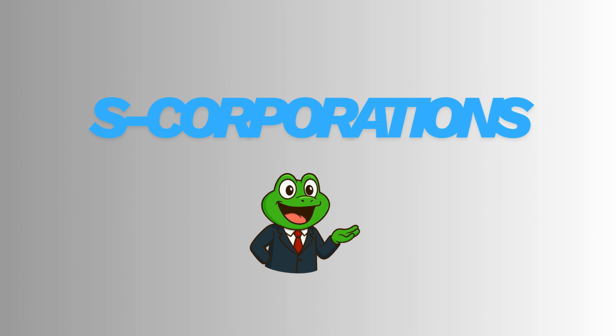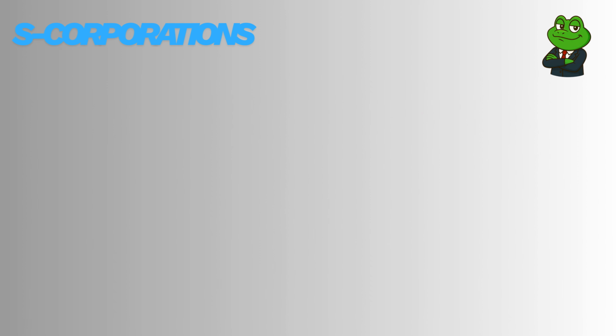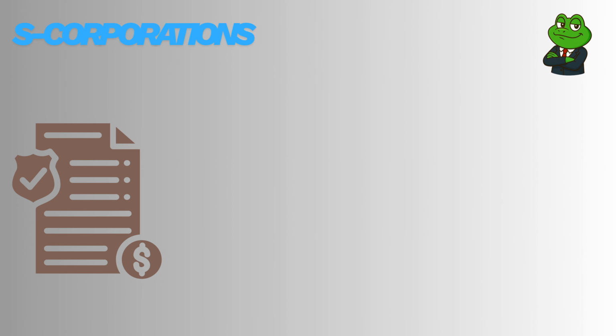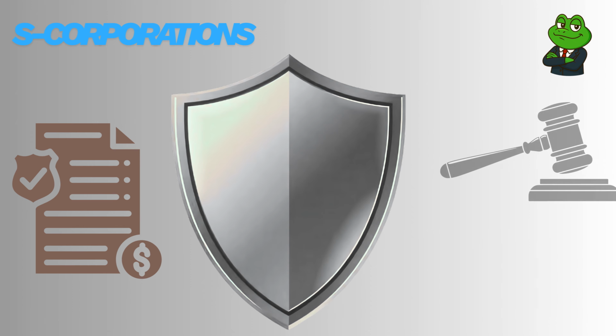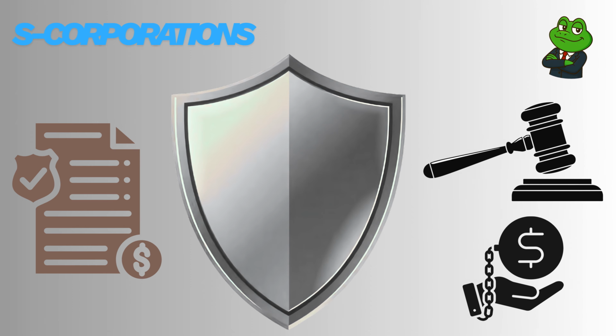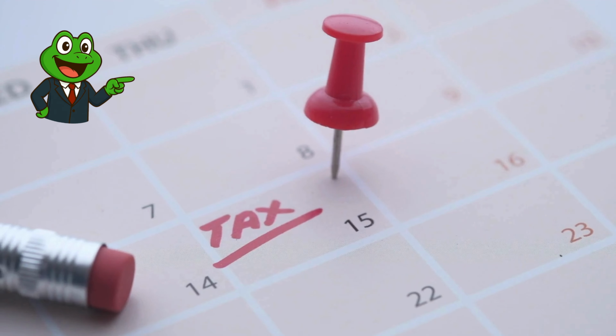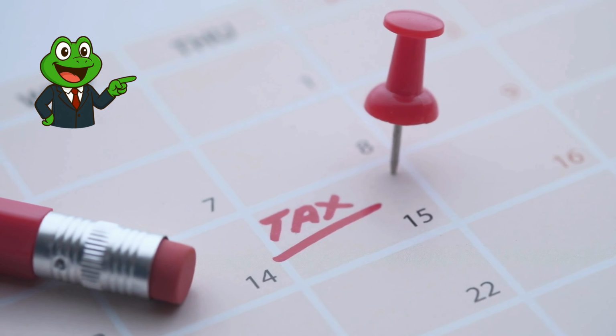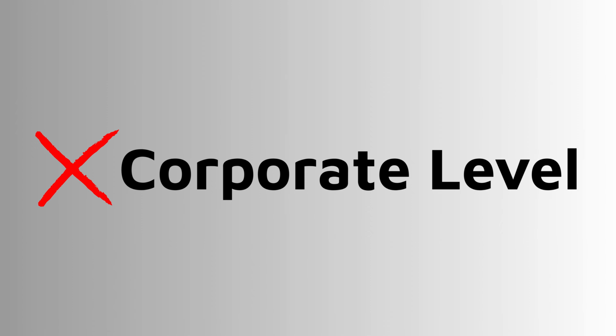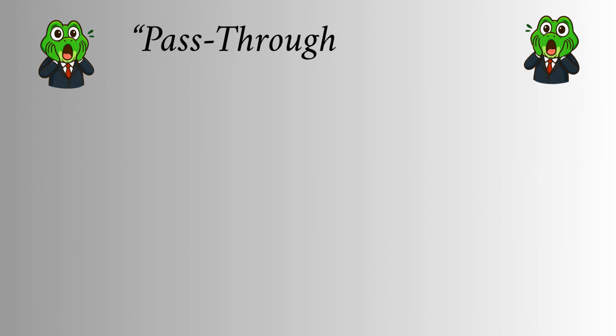Now let's look at S corporations. An S Corp offers the same limited liability protection benefit as a C Corp, where your personal assets are generally shielded from business lawsuits and debts. The big difference between C Corps and S Corps is how profits are taxed. Instead of being taxed at the corporate level, an S Corp uses pass-through taxation.